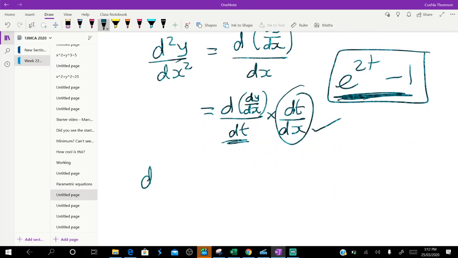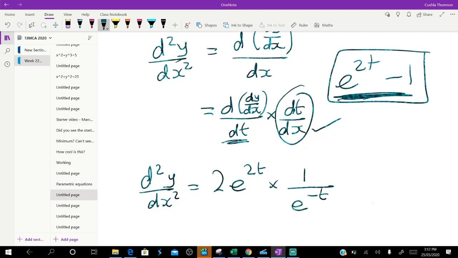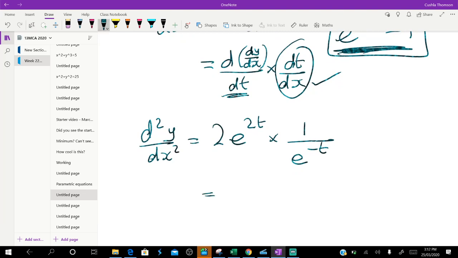Okay, so d squared y by dx squared is going to equal 2e to the power of 2t times dt by dx, which is 1 over e to the negative t. And that gives me 2e to the power of 3t. So that's my second derivative.